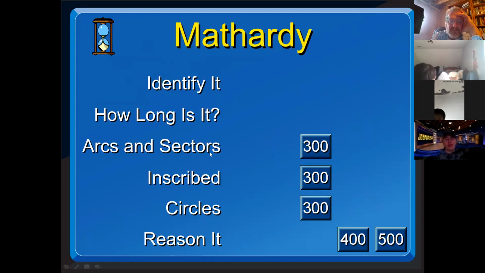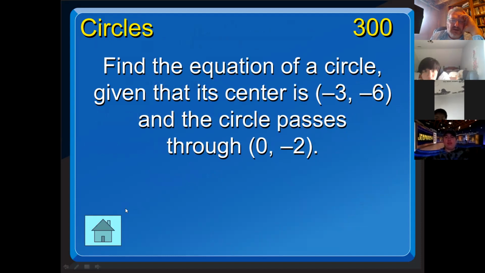All right, go ahead, Gavin. Circles 300. Find the equation of a circle given that its center is (−3, −6) and the circle passes through (0, −2). You've got to use the distance formula to find the radius. What's easy about this is that you don't have to do the square root, because you need the radius squared in the equation.